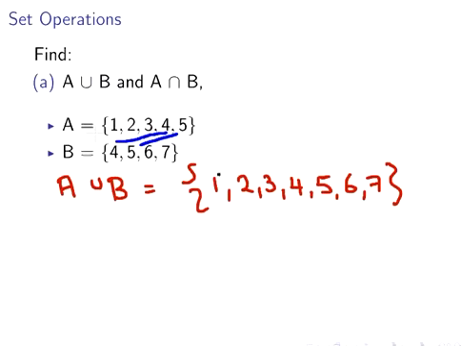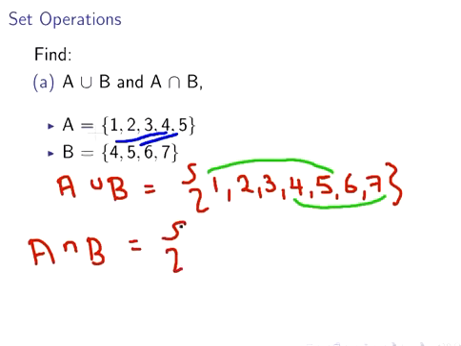So that is the answer to the first one there. Let's be clear. Here are the elements of A, here are the elements of B. Now, the next one is A intersection B, and this is the elements that are in both A and B. So here it's pretty clear that it's 4 and 5, the only two elements that are part of both. So the answer is 1, 2, 3, 4, 5, 6, and 7 for the union, and 4 and 5 for the intersection.